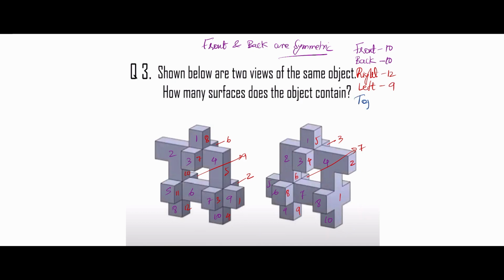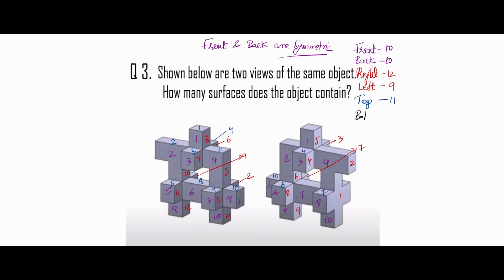Next, we can move on to the top surfaces. 1, 2, 3, 4. Again, you have to consider the similar surfaces, the same surfaces on both the views. You should not be overcounting the number of surfaces in a particular view. So if you start counting total number of surfaces on top view, there are 11 surfaces on the top view.